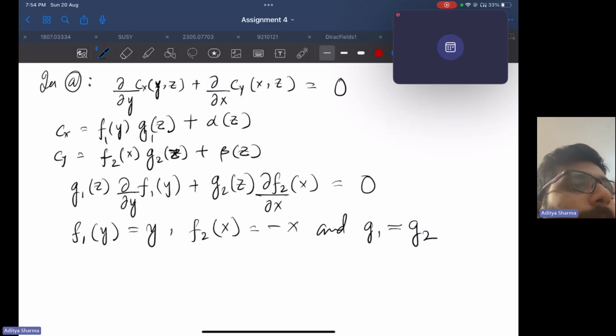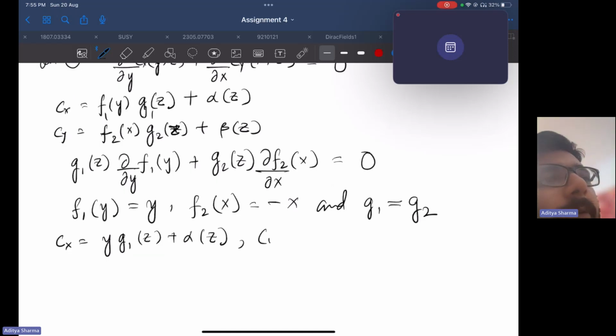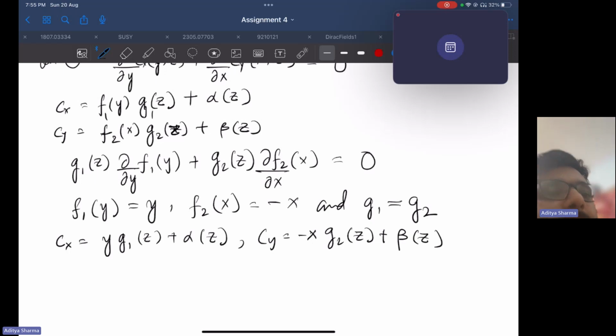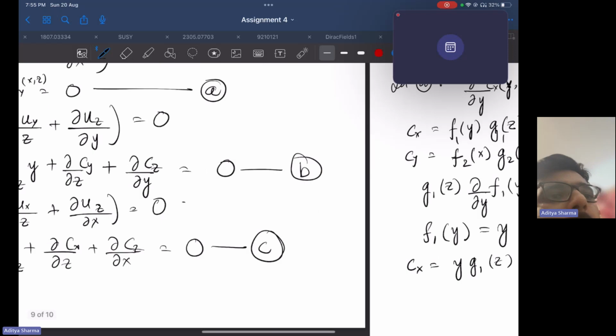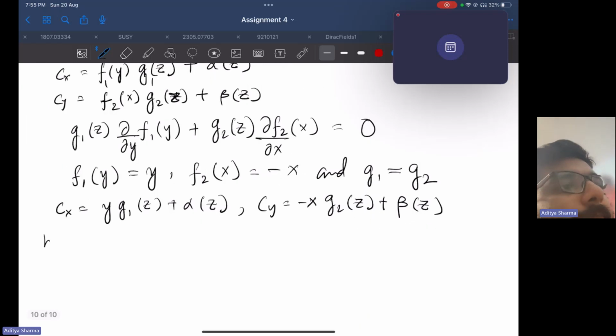Therefore, if we use this, we have Cx is equal to y g1(z) plus alpha(z), and Cy is equal to minus x g2(z) plus beta(z). Now we'll put this in B.